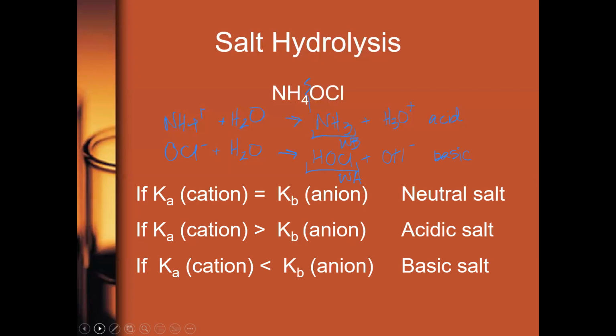Now, pay attention that you need the Ka of the cation and the Kb of the anion. We cannot necessarily compare the Ka and Kb of the weak acid and weak base that it turns into. We need the ions themselves. That is going to make it a little more accurate for us.